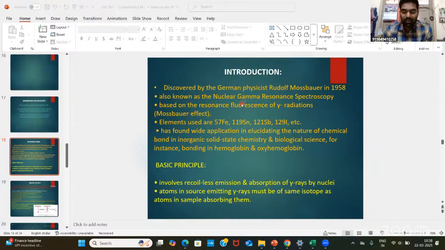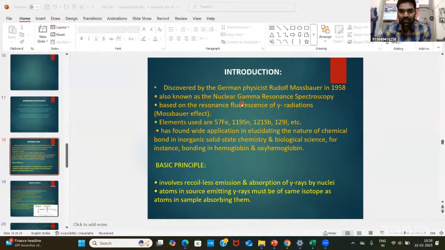Actually, Mössbauer was able to achieve a recoilless emission and recoilless absorption of photons. We will study what recoilless means. Recoilless emission and recoilless absorption of photons, that is called the Mössbauer effect.